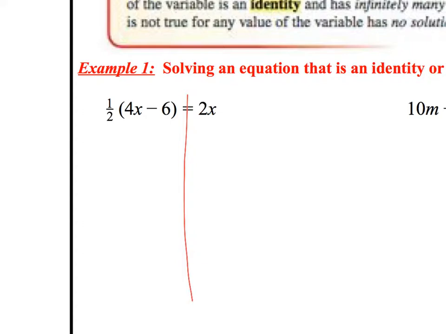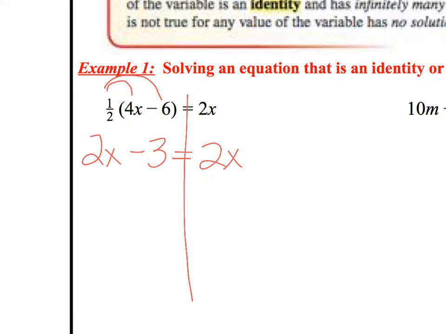Do you guys see distribution? Yes. So what we were doing is we were multiplying a half to 4x. You could think of it as what is half of 4x, guys? 2x. And what is half of negative 6? Right. That's equal to 2x. You might notice something right now, but we could keep solving it.